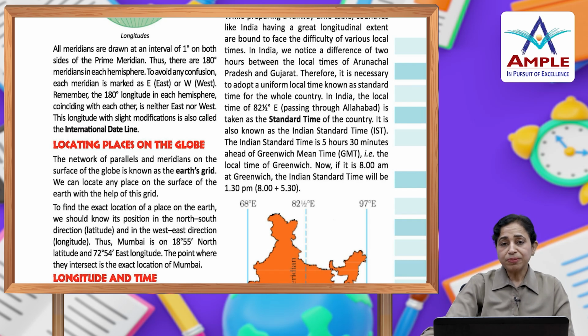Locating places on the globe. The network of parallels and meridians on the surface of the globe is known as Earth's grid. We can locate any place on the surface of the earth with the help of this grid. To find out the exact location of a place on the earth, we should know its position in the north-south direction, which is latitude, and in the west-east direction, which is longitude. Thus, Mumbai is on 18°55′ north latitude and 72°54′ east longitude. The point where they intersect is the exact location of Mumbai.